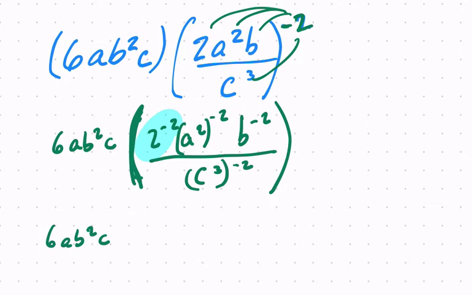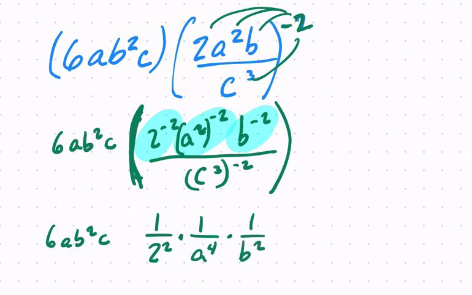But now we go through this piece by piece. If I have 2 to the negative 2, that's really 1 over 2 squared. If I have a squared to the negative second, that's 1 over a to the fourth, because of the negative exponent, and we're squaring again, so that's 2 times 2, or 4. Then b to the negative second is 1 over b squared. Finally, c cubed to the negative second is c to the negative sixth, and we have 1 over c to the negative sixth, but when you have a negative exponent, you can move it to the other side of the fraction and make it positive, so it's c to the sixth.